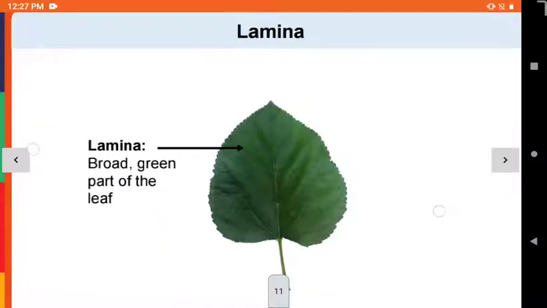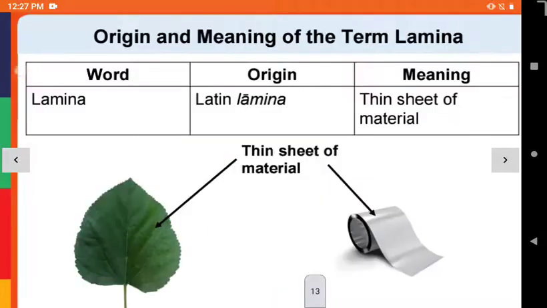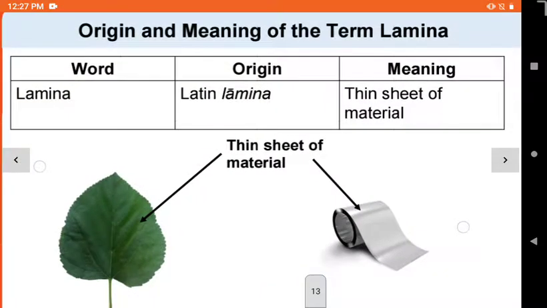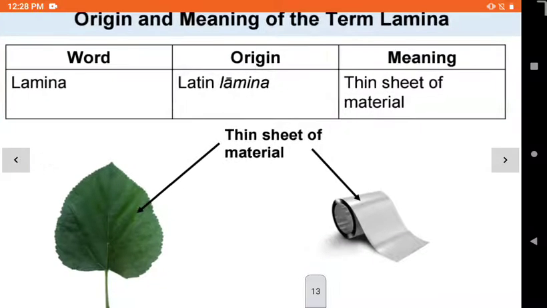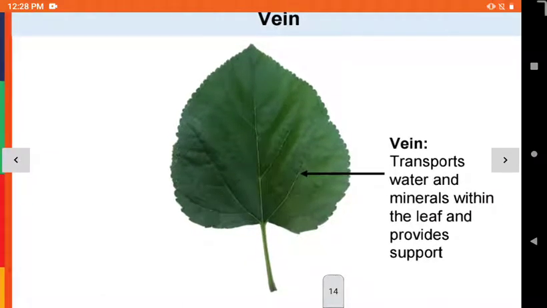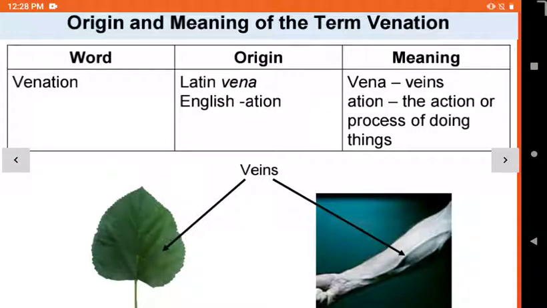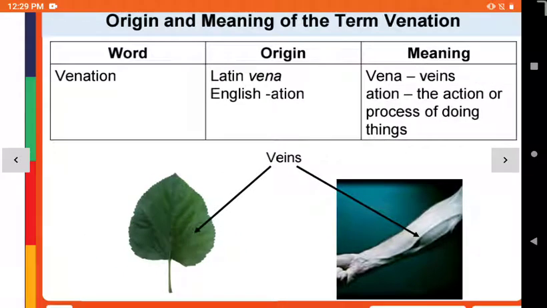Next part is lamina. Lamina, broad green part of the leaf. Meaning of lamina is thin sheet of material. Means broad part. Next is vein. Transports water and minerals within the leaf and provides support. Venation means the action or process of doing things. For example, veins in our body. So, the arrangement of veins in leaf is known as venation.